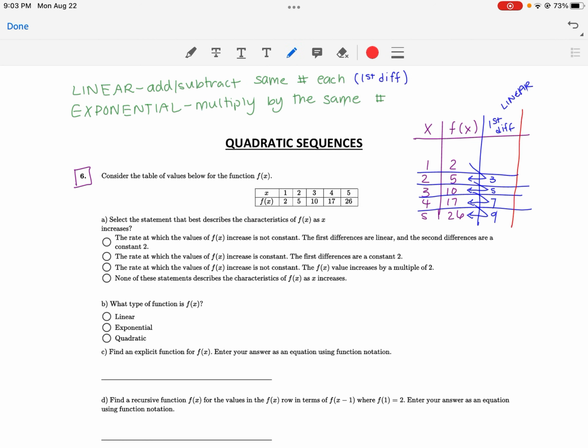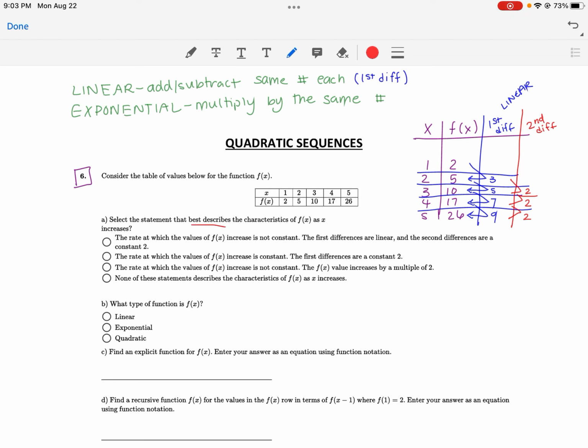So let's look then at the quadratic. We're going to have the same second difference. So if I look, to get from 3 to 5, I'm adding 2. 5 to 7, I'm adding 2. 7 to 9, I'm adding 2. So because it has the same second difference, it makes it quadratic.